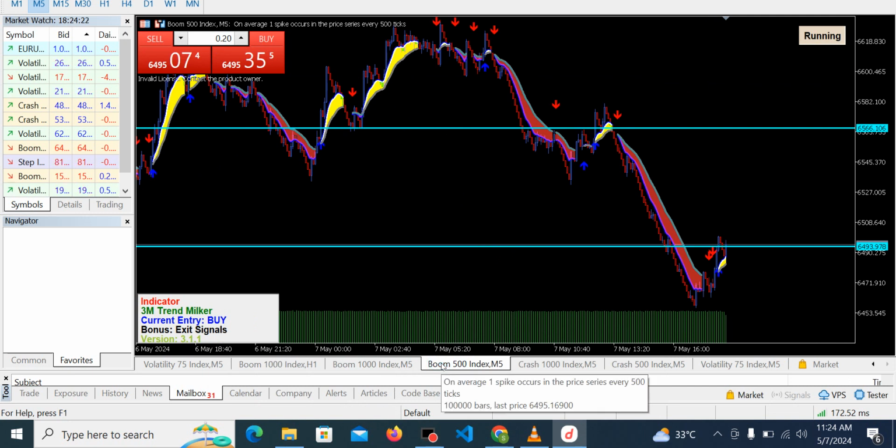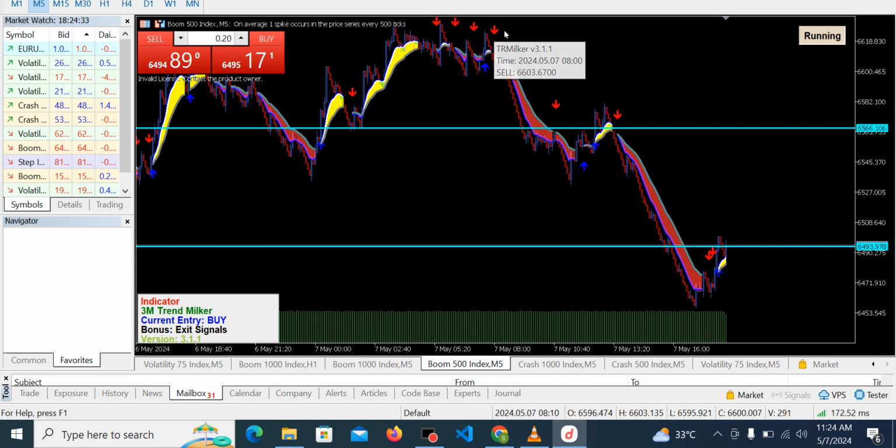Let's check it out right away. This is Boom 500. Right from this resistance zone, it started a downtrend. Here is a downtrend color, which is the red color. And of course it gave us a sell signal, and it started selling right from there. But you can see right there, it got to a support zone and it pulled back.